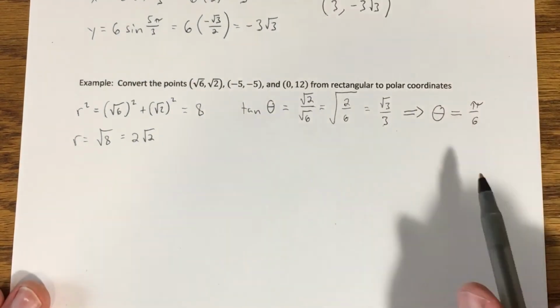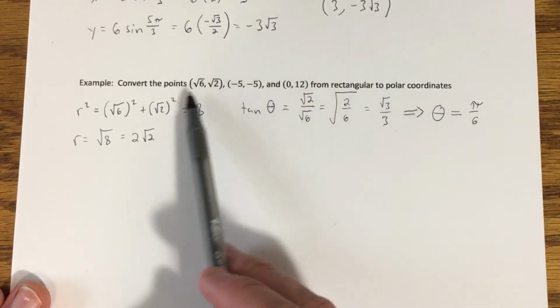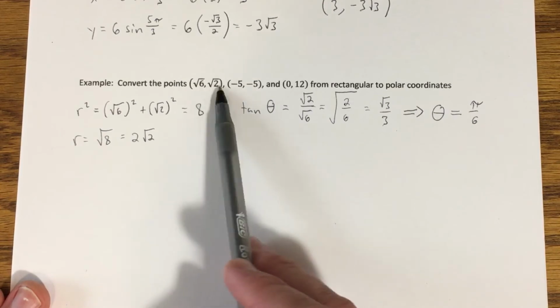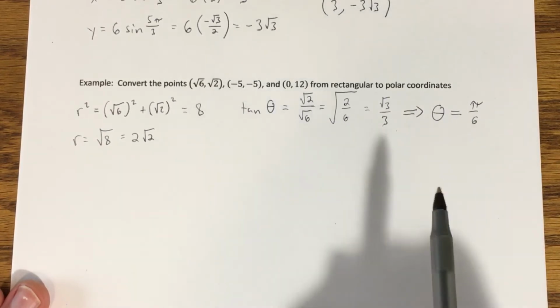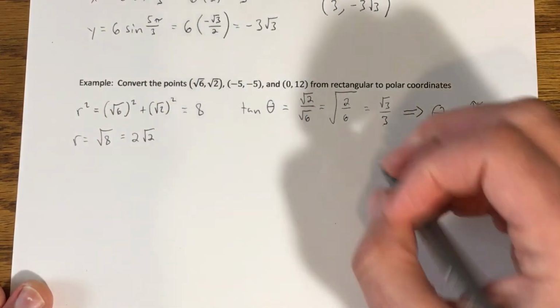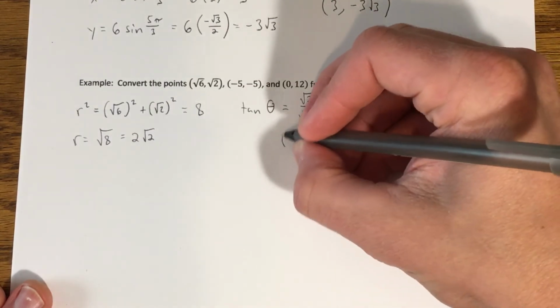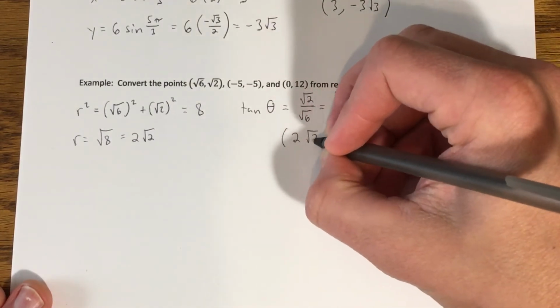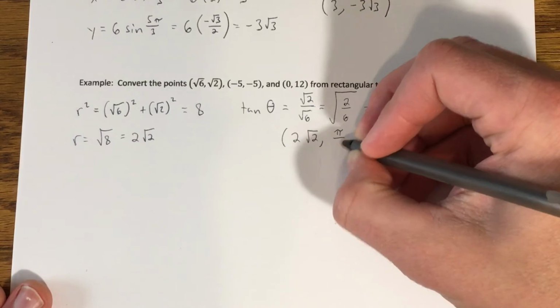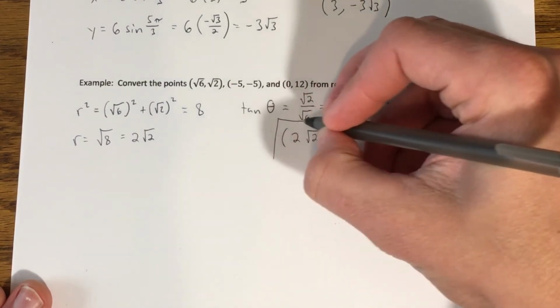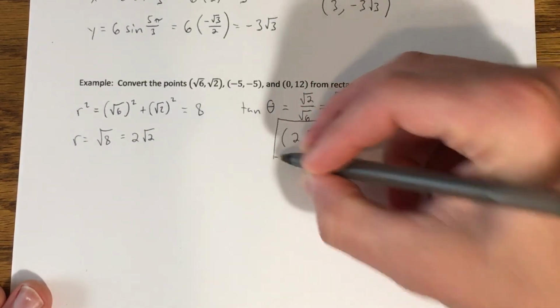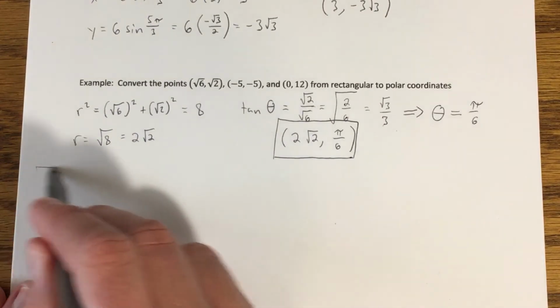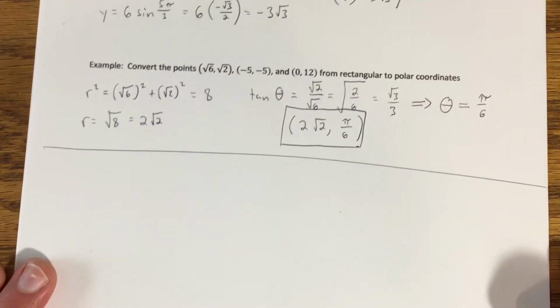So notice that we have to go back to the original point and think through which of the 2 possible angles is the correct one. Okay, putting these together in polar coordinates, we have the point 2 root 2, pi over 6. So this is the 1st point. Now let's try the next point.